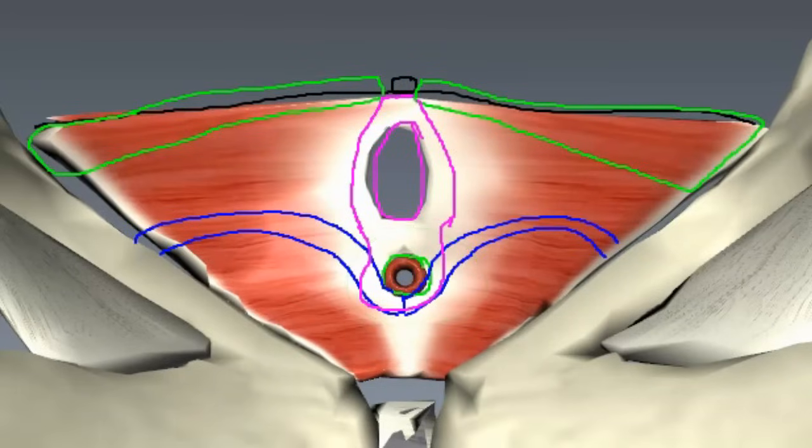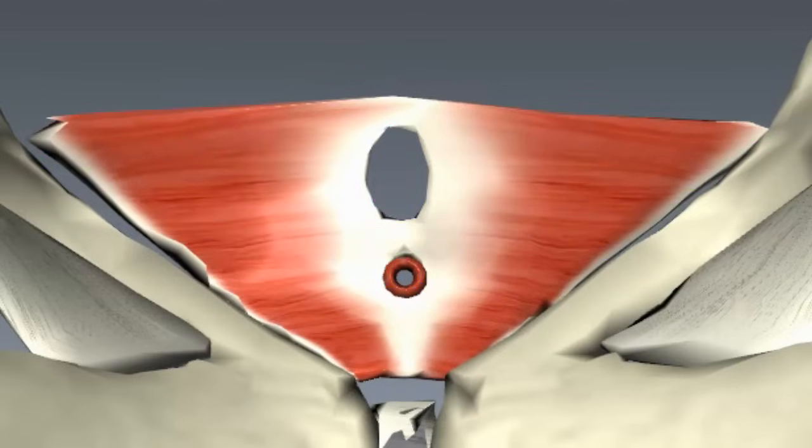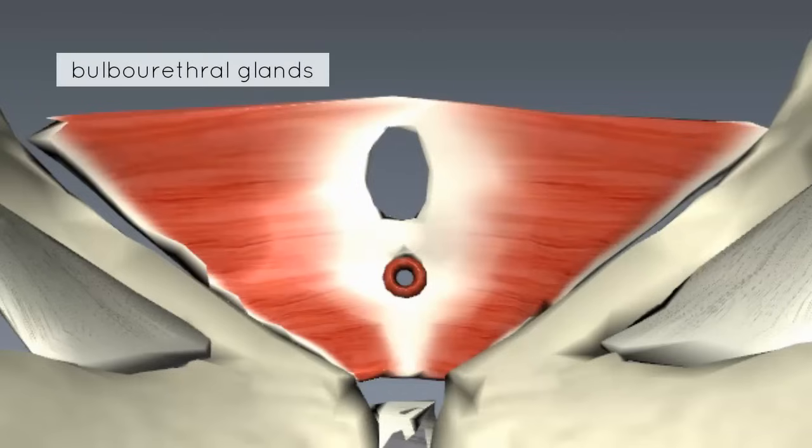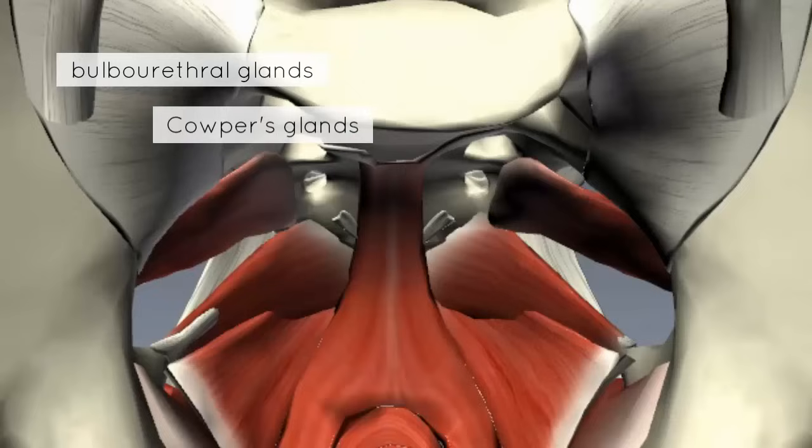In men you've just got the deep transverse perineal muscle and the external urethral sphincter. And something else to remember in males is that within this deep perineal pouch you've also got these glands called bulbourethral glands, which are also known as the glands of Cowper. So they lie within the deep perineal pouch.